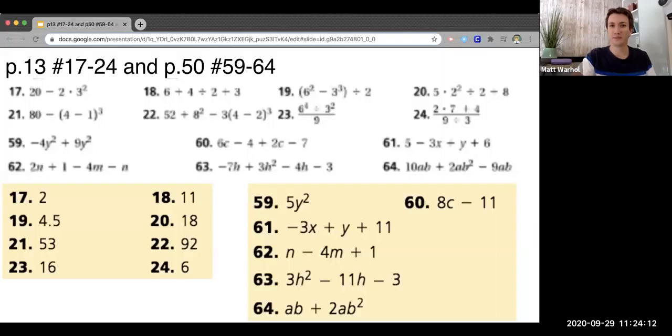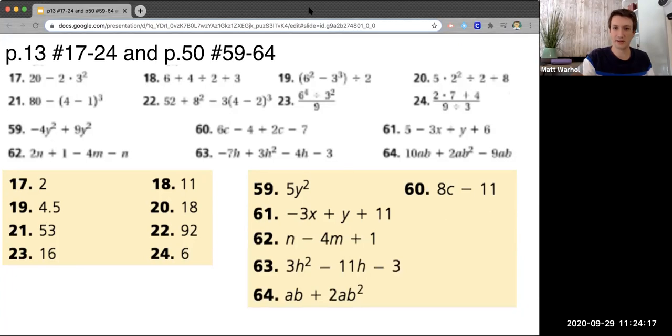First thing, we have to correct our old homework, page 13 and page 50. So here you can see our assignment, and let me move it just a little bit here. All right. For 17 to 24, we were simplifying using the order of operations. So for number 17, we get 2. Number 18, we get 11. Number 19, we get 4.5 or 4 1/2. You do want it to be simplified.